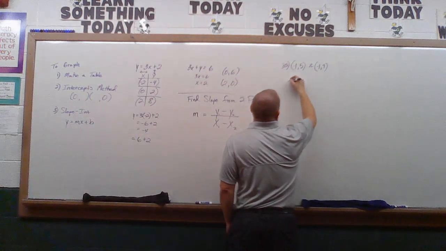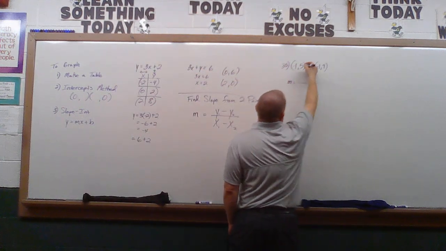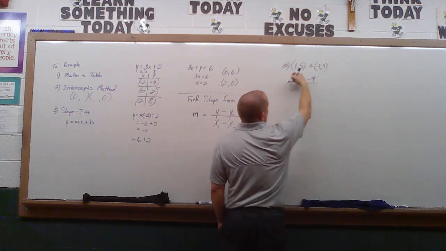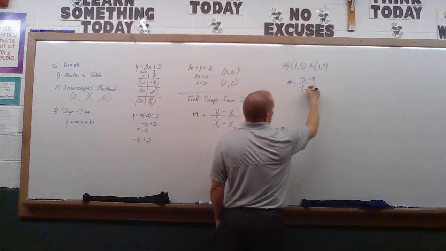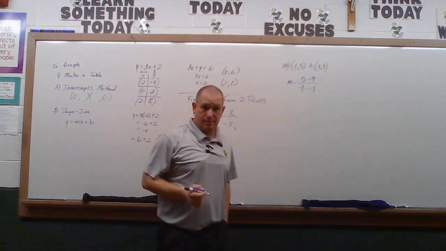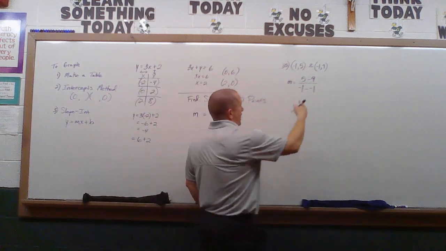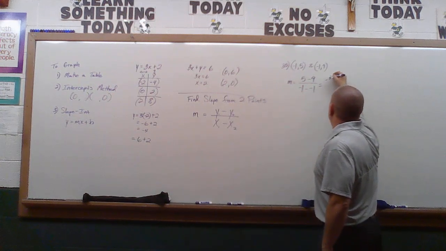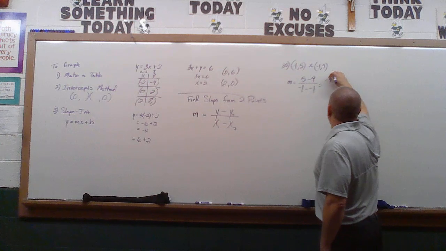I think some of us just say, hey, what the heck? Let's just go in order. 5 minus 9. If I do 5 minus 9, well, both of these x's are the same, so I'm going to do -1 minus -1. Right? On the top, what's 5 minus 9? -4.